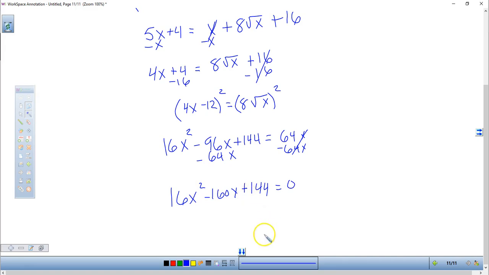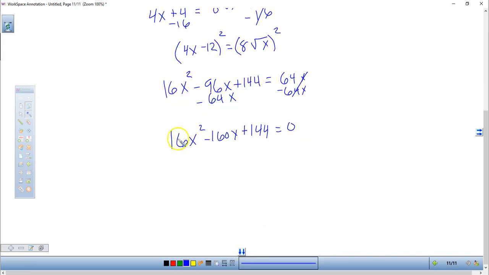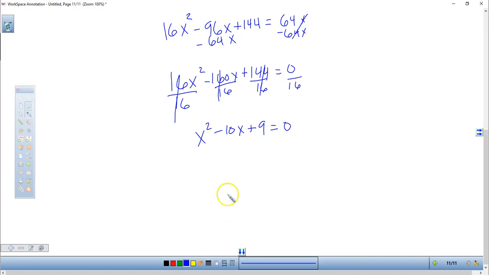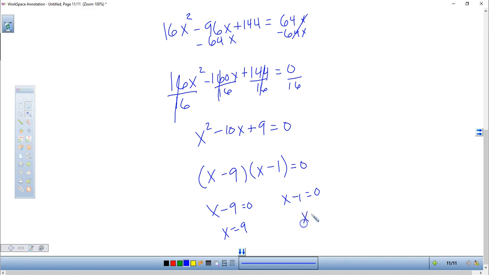And this is that hint that I told you before you pause the video. You would need to divide by 16 to make this a little bit more simple. So I get x squared, here I get negative 10x, and here I get 9. This factors very nicely. X minus 9, x minus 1. Set them equal to 0. X minus 9 equals 0. X minus 1 equals 0. So x is equal to 9. X is equal to 1.